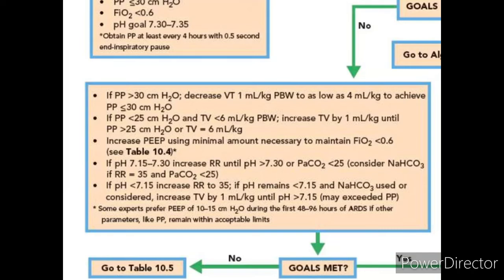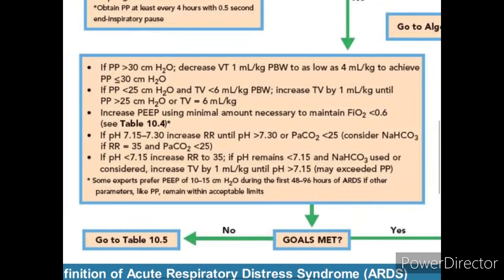Increase PEEP using the minimal amount necessary to maintain FiO2 of less than 0.6. Now looking at the pH, if the pH is in the range of 7.15 to 7.3, you can increase the respiratory rate and bring up the pH to 7.3 and above, or you can bring down the PCO2 to 25. If the respiratory rate has been maxed out at 35 and the PaCO2 is less than 25 and there is still acidosis, you can consider sodium bicarbonate.